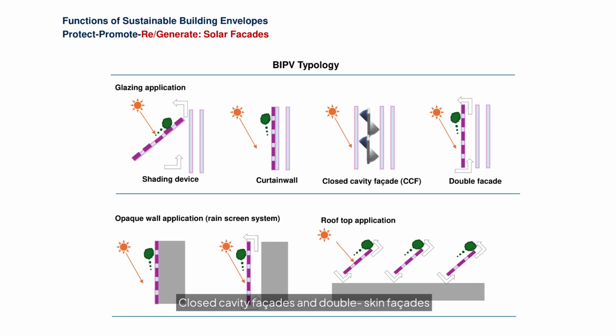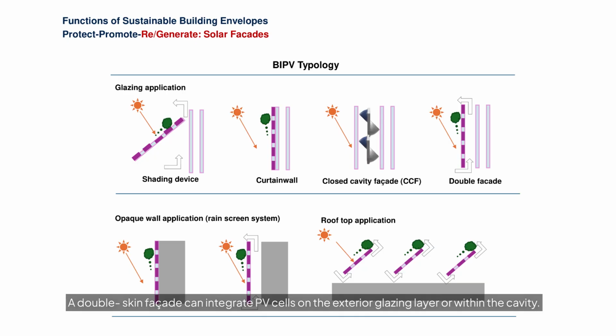Closed cavity facades and double skin facades incorporate multiple glazed layers and an air cavity. For the closed cavity system, PV systems are suspended in the air cavity, where the air cavity is sealed. A double skin facade can integrate PV cells on the exterior glazing layer or within the cavity. In these applications, the PV system serves as a shading device while generating power.